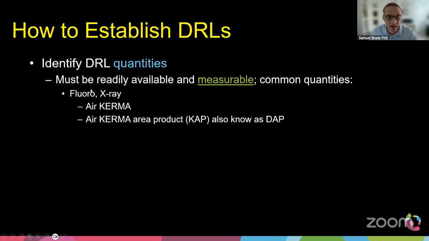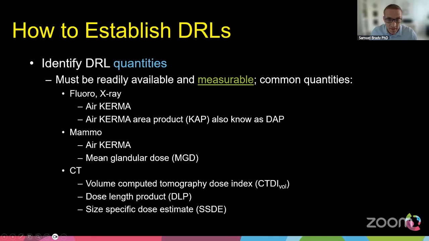So as an example, in fluoroscopy or in planar radiography, you will have no doubt seen the term air kerma or air kerma area product, sometimes called KAP or DAP. These are values that are usually reported with every examination when we perform fluoroscopy and X-ray. In mammography, we see air kerma also, but we also oftentimes use the term mean glandular dose.